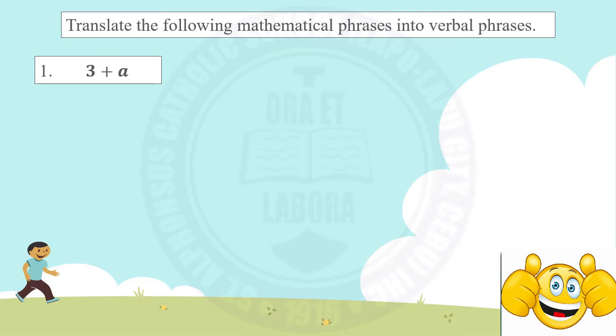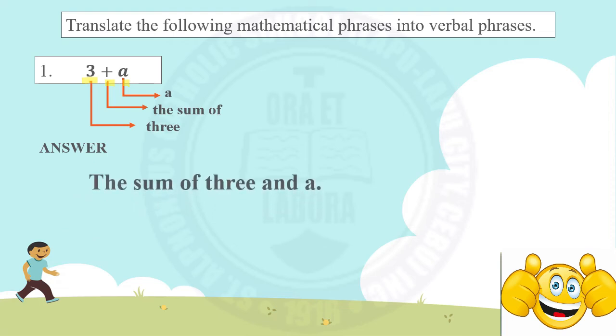3 plus a. How could we translate these mathematical phrases into verbal phrase? From the word 3, we can use the word 3. Plus, you can use plus, increase by, or other words for plus. Then use the word a. So it will be the sum of 3 and a. It can be read as the sum of 3 and a, or it could be 3 plus a. No problem.